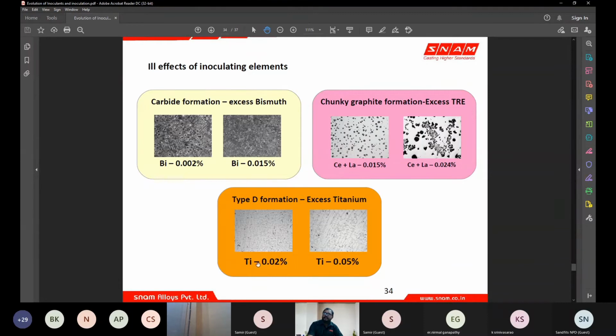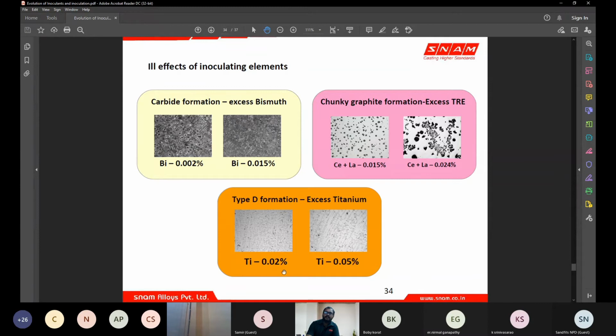And again, titanium. Titanium has been used as an inoculant, but now its use in inoculation is getting reduced, because titanium starts giving titanium carbides, which are very difficult to machine, as they have a hardness equal to that of the machining tool. So that means its hardness is very high and it is difficult for machining.